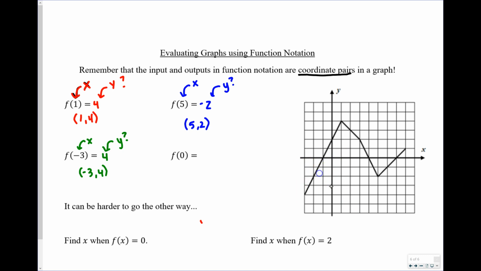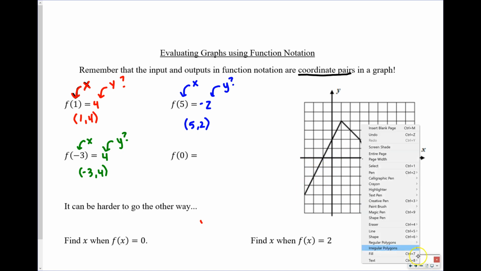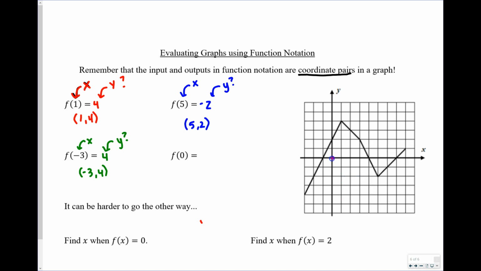The last one is f of 0. So I'm going to now make a point at, what color haven't I used yet? Purple. Here's x is 0, and then dot, dot, dot, dot, dot. My y value is 2. So I have a coordinate at 0, 2. Okay. The key to this is remembering that in function notation, the inside number is your input and the number it equals is your output.